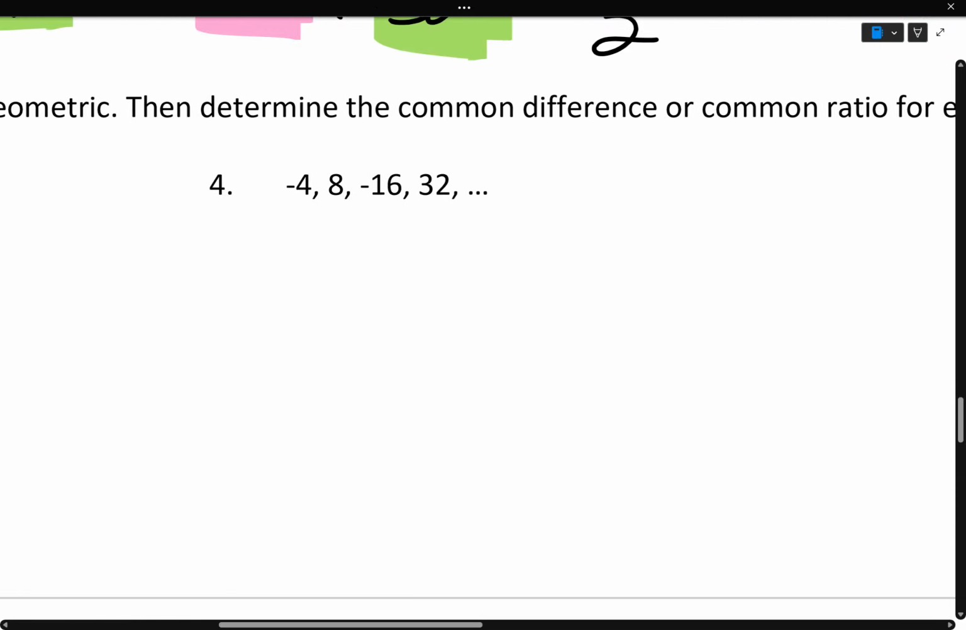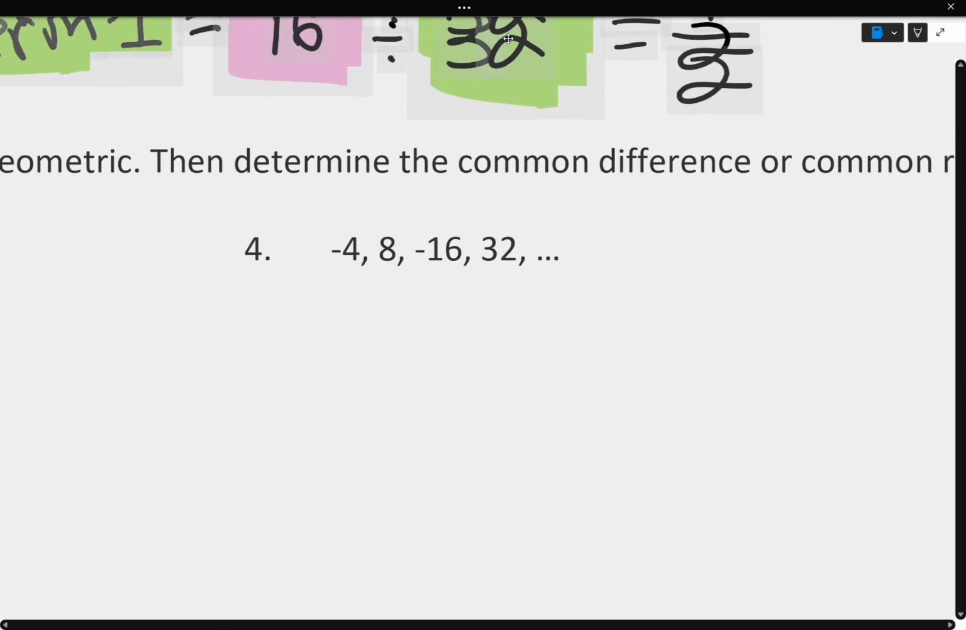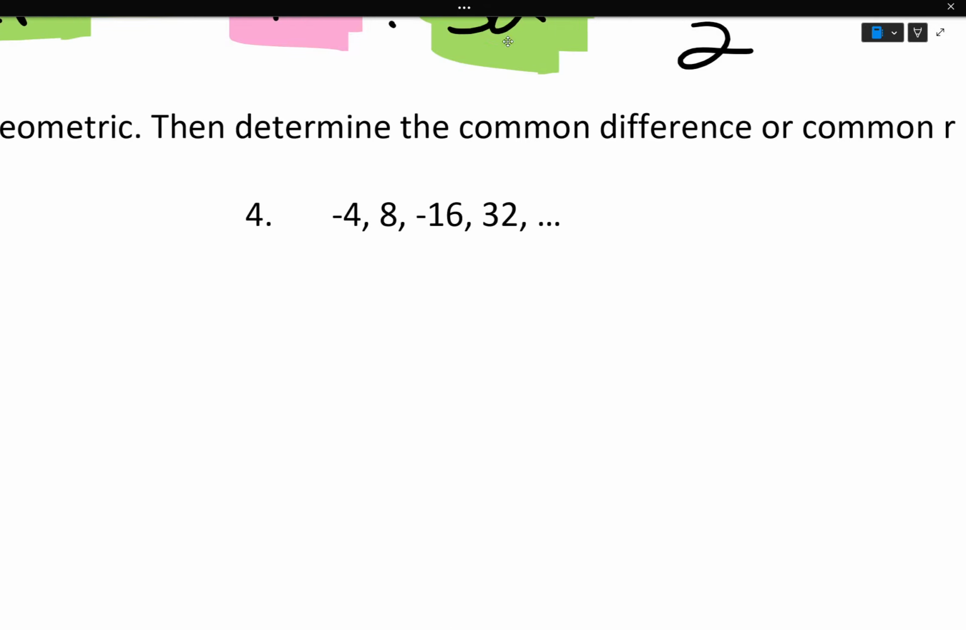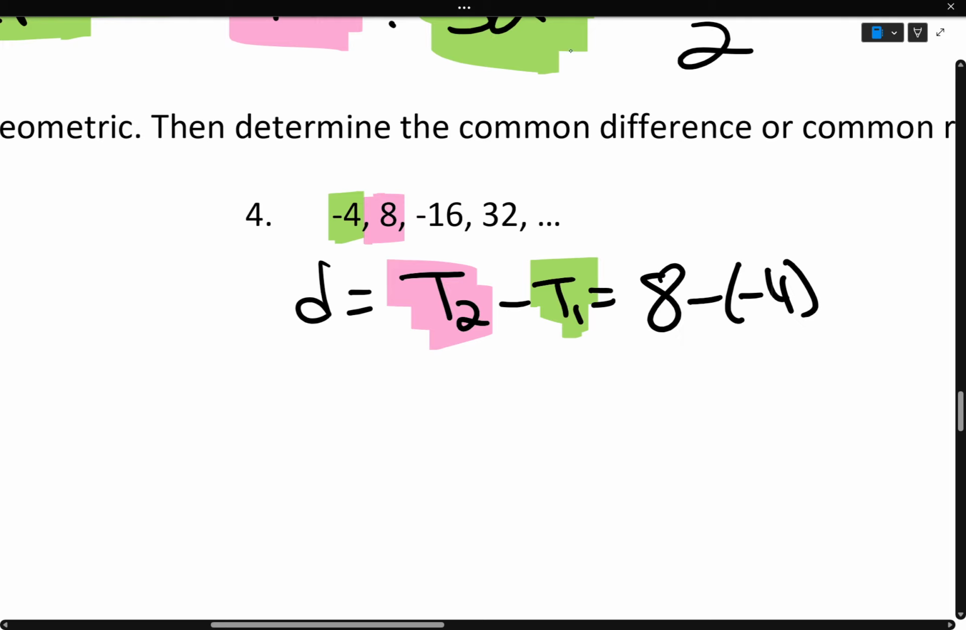Let's try that for number 4. Now, as always, I like to start with arithmetic. Let's see what happens. D equals term 2 minus term 1. No, I wanted term 2 in pink. Thank you. And term 1 in green. Thank you. Okay, so that means 8 minus -4. Eight minus -4 is 12. Well, let's see if that works. Is 8 plus 12 -16? No. Okay, it's not arithmetic.